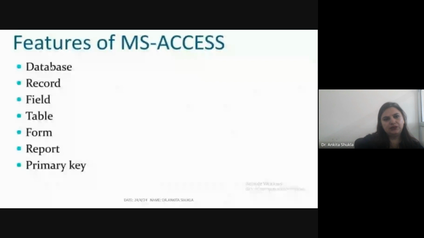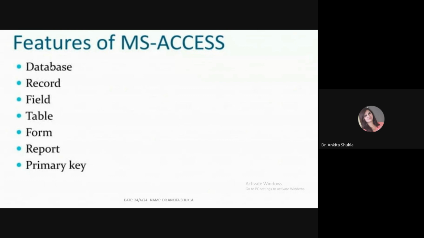So, if we talk about the features of MS Access: database, report, field, table, form, and primary key. These are the main basic features of MS Access. Currently, it's very useful, and there are so many features of MS Access. Just as I already said, database, report, field, table, form, primary key. These are all MS Access tools.